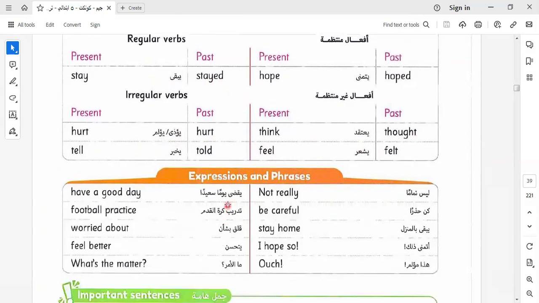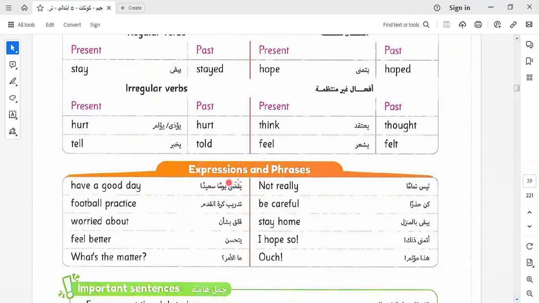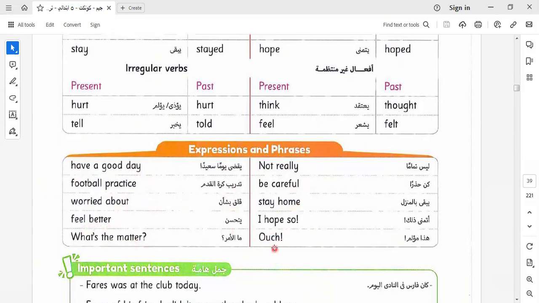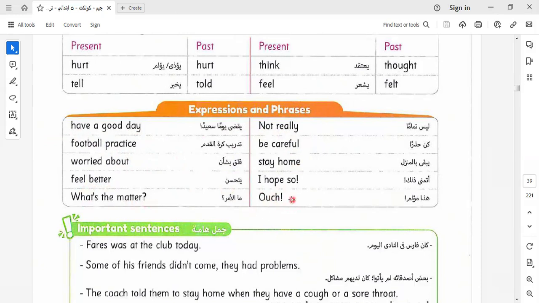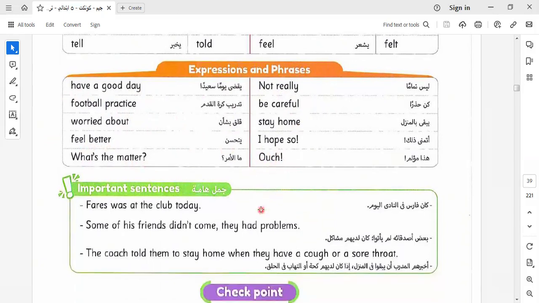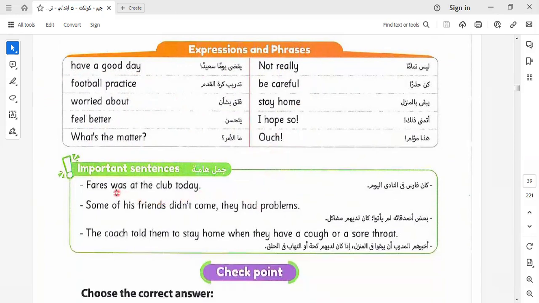Okay. Let's go to another item in this part. We have some expressions and phrases. As we told you before during the videos, expressions and phrases are important for us for what? For writing the paragraph. Here we have: a good day, not really, football practice, be careful, worried about, stay home, feel better, I hope so, what's the matter? Ouch. When you're expressing pain, we say ouch. This is the expression when we have a pain.